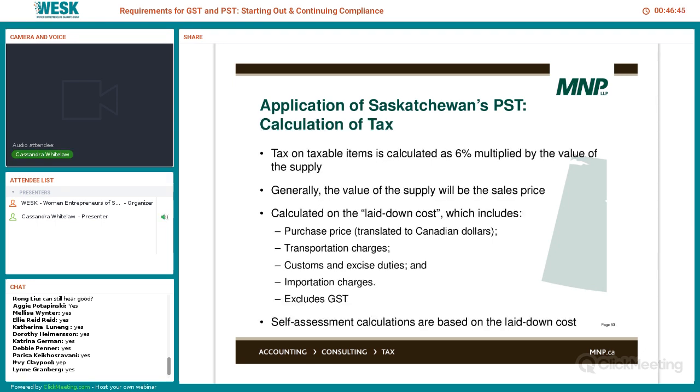So when you calculate tax, it's essentially 6% multiplied by the value of the supply. Generally, the value of supply is going to be the sales price. If you do have to do a self-assessment, you're going to calculate PST on the laid down cost, which includes the purchase price, transportation charges, customs and excise duties, and importation charges, but it does not include the GST.